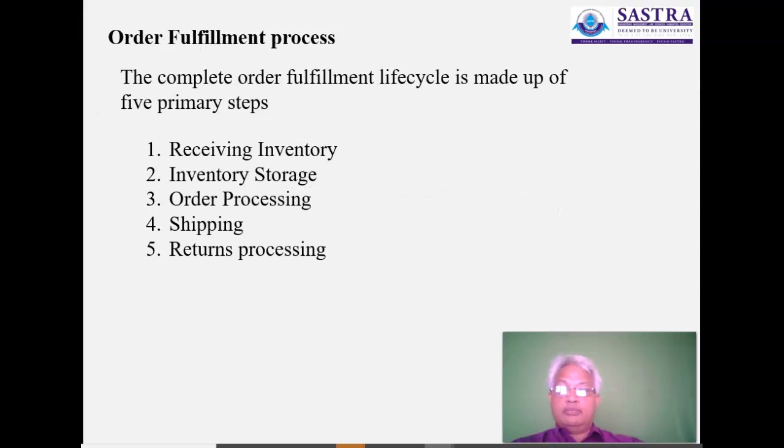So now, let us look at the order fulfillment process. The order fulfillment process has 5 primary steps. First one is receiving inventory, followed by inventory storage. Third is the order processing. Fourth is shipping. And the fifth one is returns, if any, by the customer, returns processing.